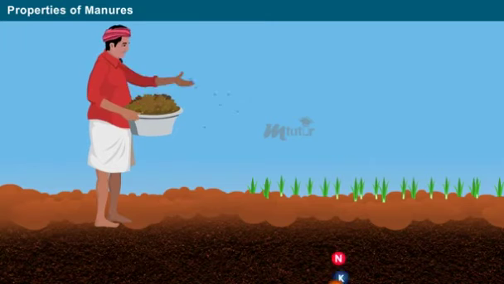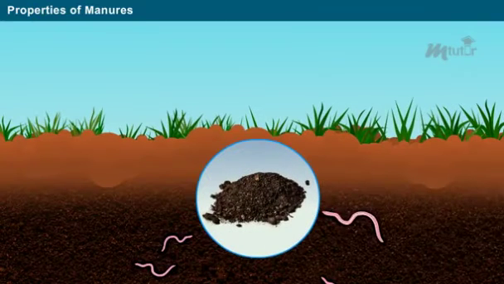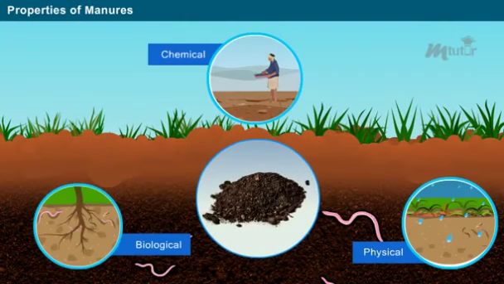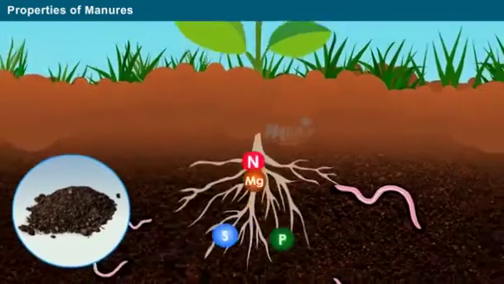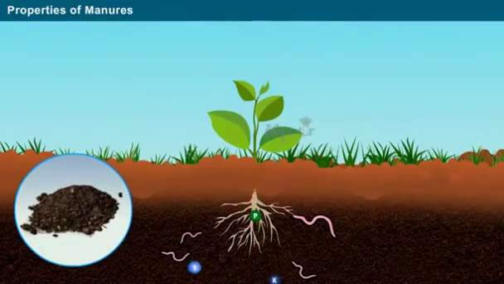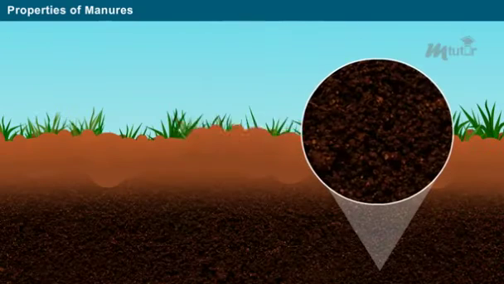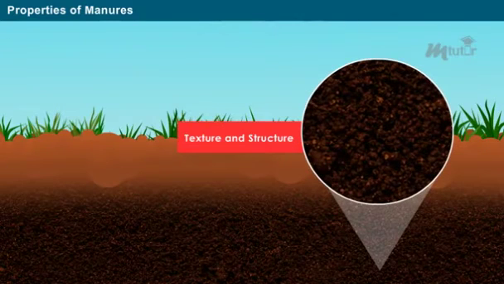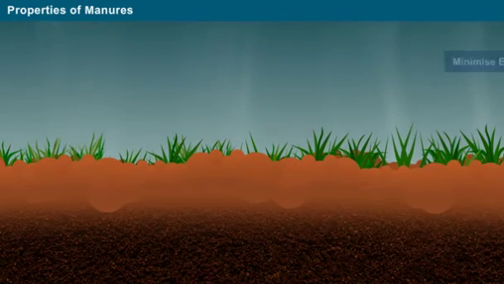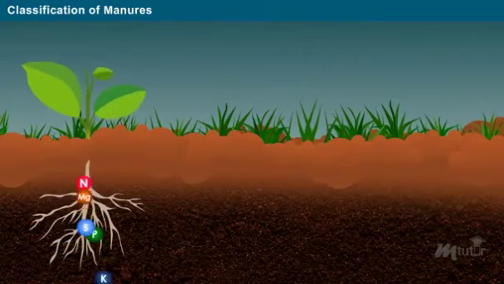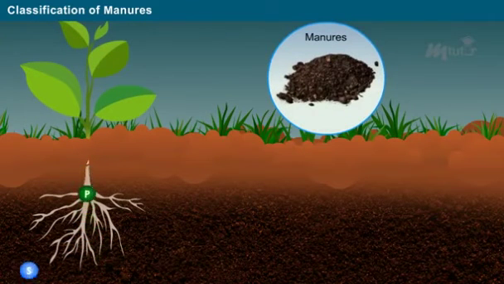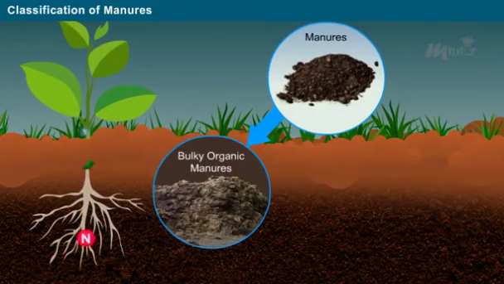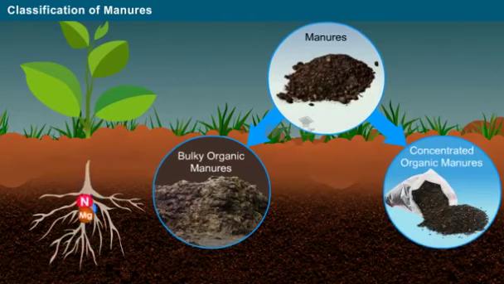Manures are said to be one of the key constituents which provide various nutrients to the soil. They contribute to improve the physical, chemical, and biological properties of the soil. The manures applied to the soil provide vital nutrients to the plants, which are only available at a relatively deeper depth. They also have the influence on texture and structure of the soils. It also helps to minimize the moisture loss from soil due to evaporation. Based on the concentration content of the nutrients, manures can be classified into bulky organic manures and concentrated organic manures.